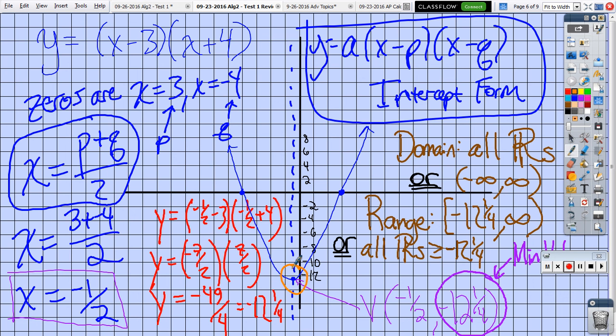Okay. Let's establish this. Does this look like this form here? Yeah. Okay. So that's good. So when you're given this on a test, this is the intercept form. It's called intercept form because immediately from here, I can find my x-intercepts because of the way it's written. Don't you see if x were 3, y would be 0? And do you see if x were -4, y would be 0? So I plot those, -4 and 3.